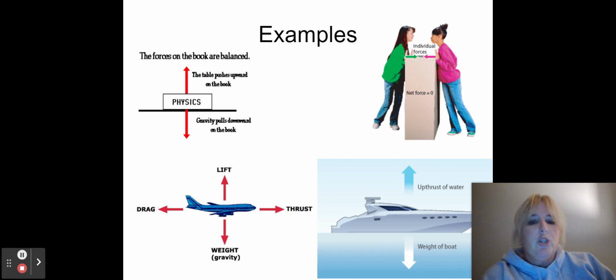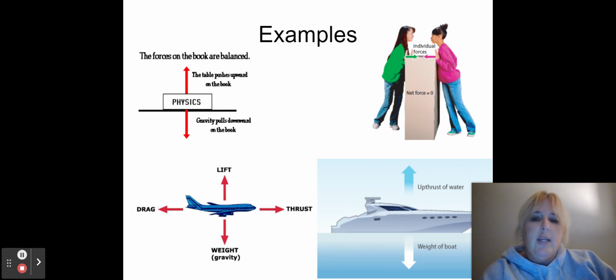The two girls are both pushing on the box. They're pushing in opposite directions, but with the same amount of force. Notice the arrows that are used to show force. So you have opposite arrows, but the same size. They cancel each other out, and we would say the forces acting on the box are balanced. And the same with the airplane and the boat. You've got all the forces equal and opposite, so there's no change in motion.